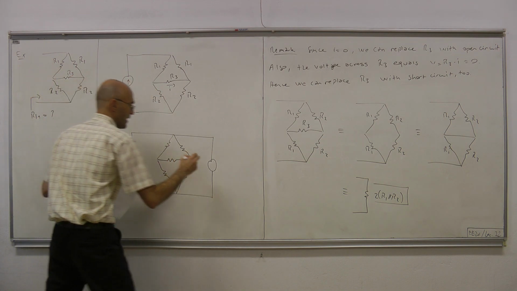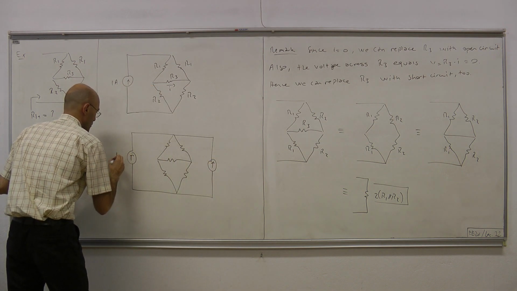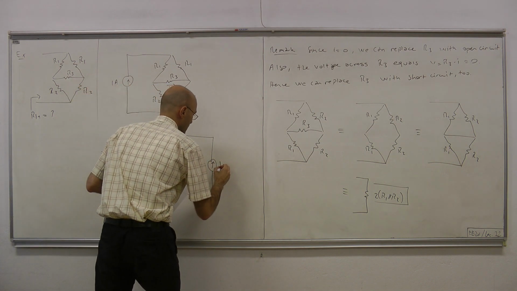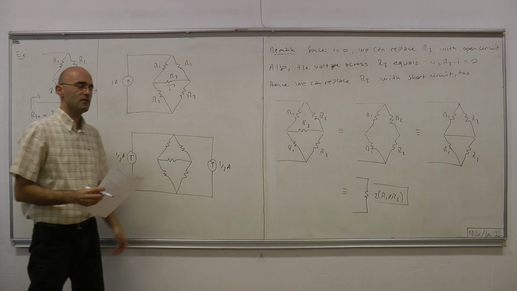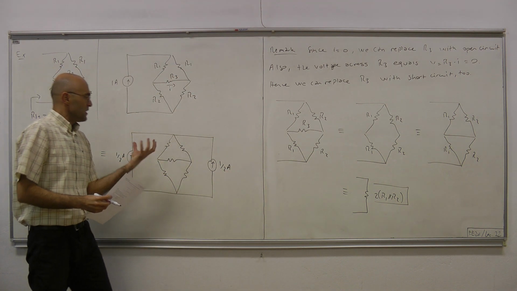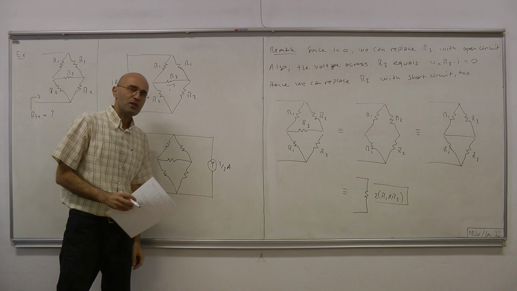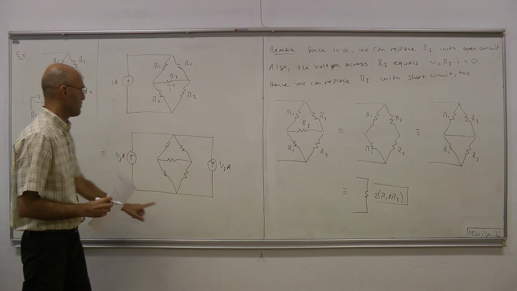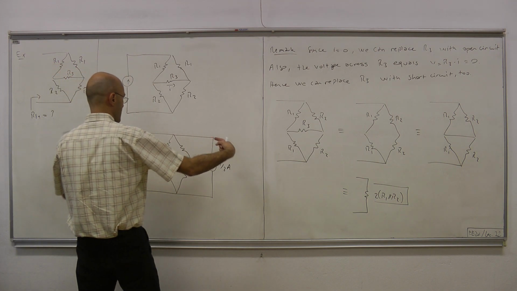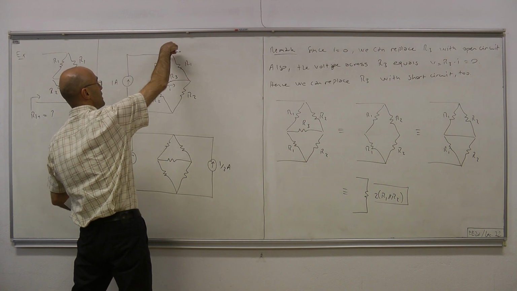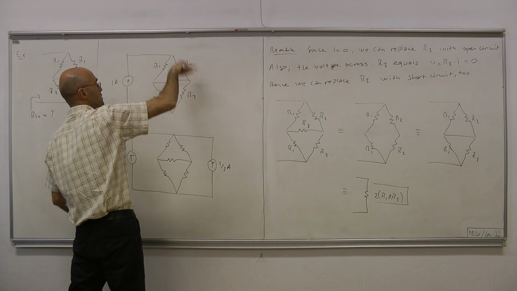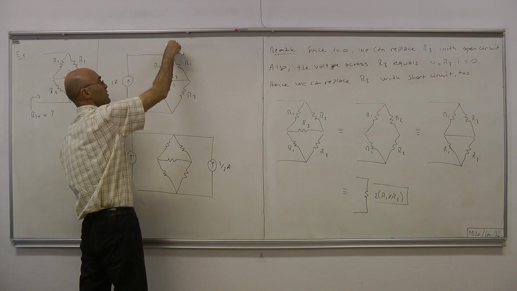This 1 amp, I now collect as 1/2 amp from here and 1/2 amp from here, just so that it looks exactly symmetric to the eye. Okay, so 1/2 amp here, 1/2 amp here. So by KCL, a total of 1 amp enters this circuit from this node.